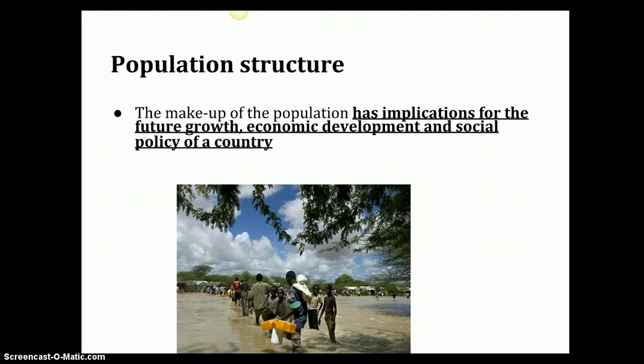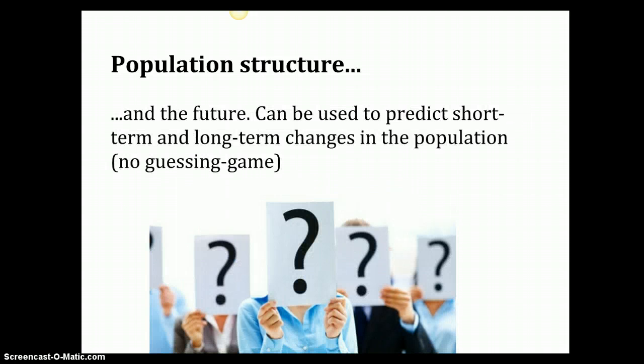It's one of the most important tools that any government has to use, a population pyramid, to try to predict what will happen in the future, but also looking back at what happened in the past, because much can be learned from the past as well. The population structure in the future, as I said, can be used to predict short-term and long-term changes in the population. It doesn't need to be a guessing game, because the government can't afford to guess about what will happen in the future. They need to have a tool, and a population pyramid is a very popular and very good method.